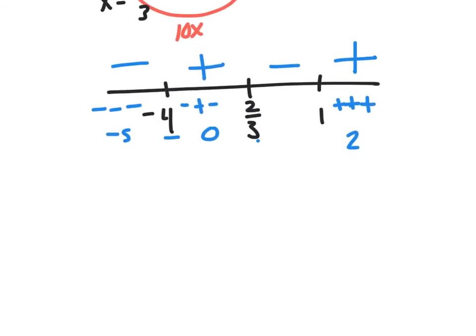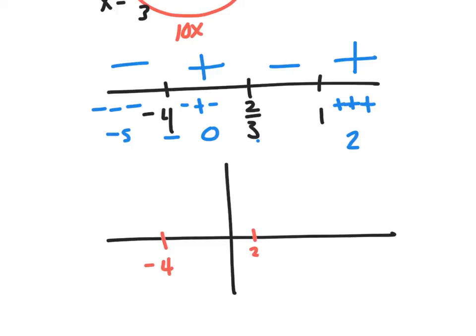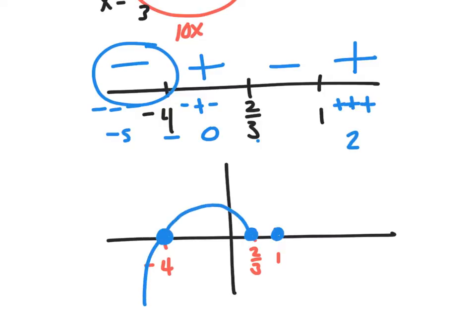Now, based off this sign chart, we can easily sketch this function. We'll start with our zeros of -4, 2/3, and 1. And we know that's where the function hits 0. Those are our only zeros. Okay, a negative just means the graph is below. A positive means above. A negative means below. And again, a positive means above.